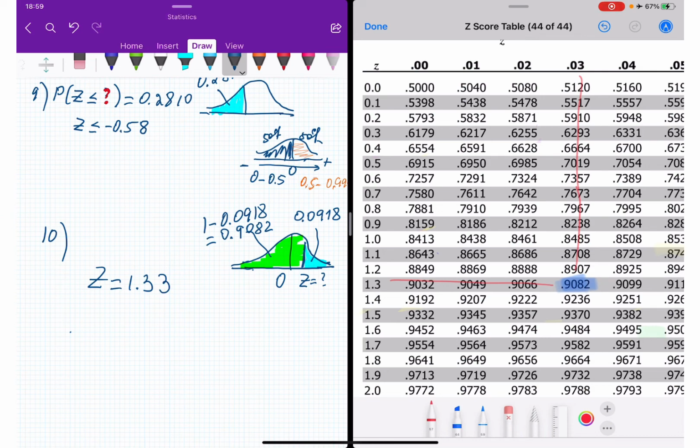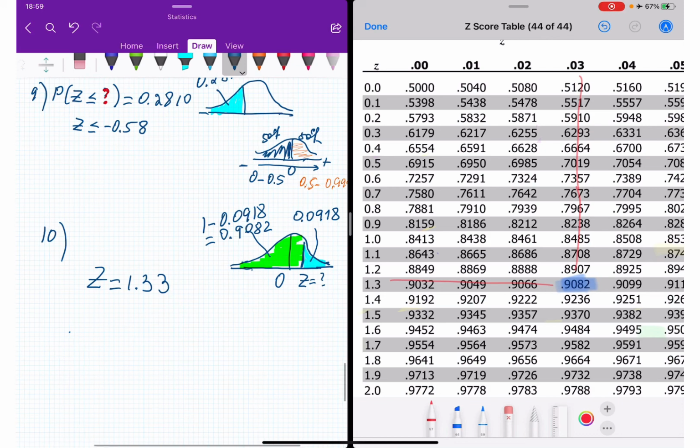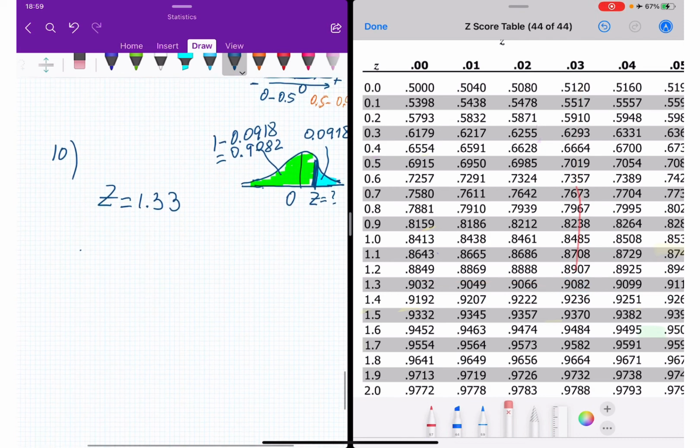Because this score is the same, right? It's sharing the area to the right and area to the left, but the thing is, our table shows to the left. That's why to find the z-score, we need to know the area to the left. Okay? Next one, question number 11.